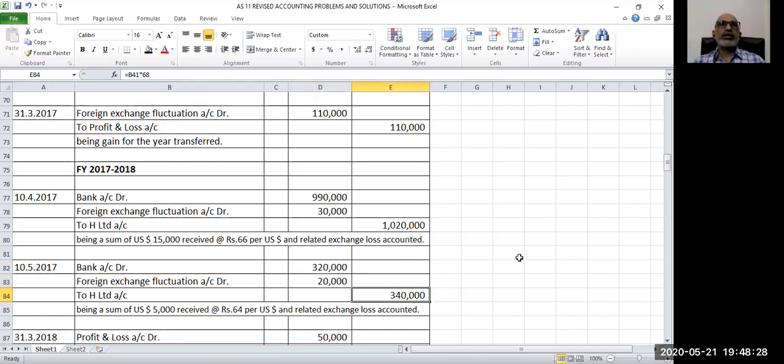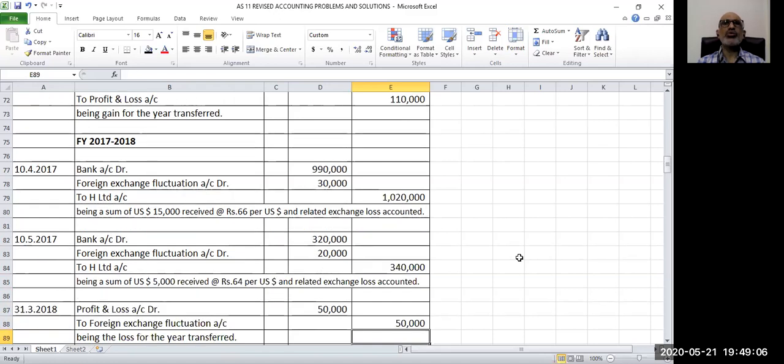H Limited account is credited for $5,000 at the rate of 68 rupees per dollar. So debits, credits both are matching, and we have accounted for the entry: bank account debit 3,20,000, foreign exchange fluctuation account debit loss of 20,000, to H Limited account 3,40,000 rupees. The narration being a sum of dollars 5,000 received at 64 per USD and related exchange loss is accounted for.